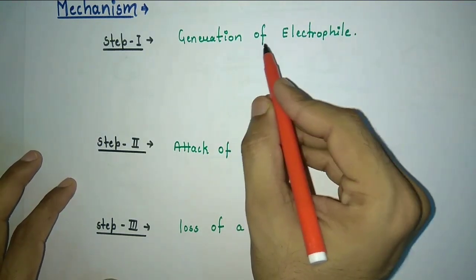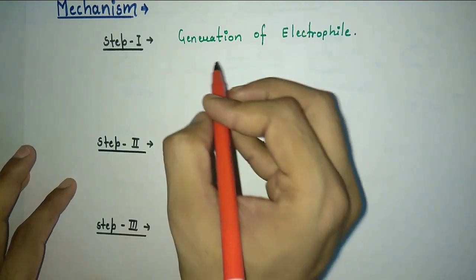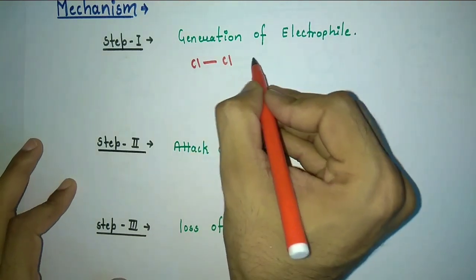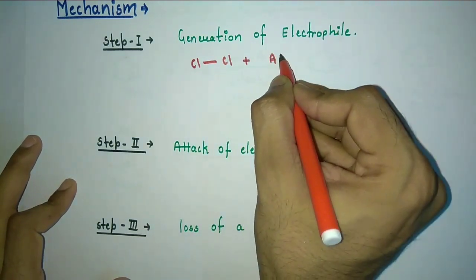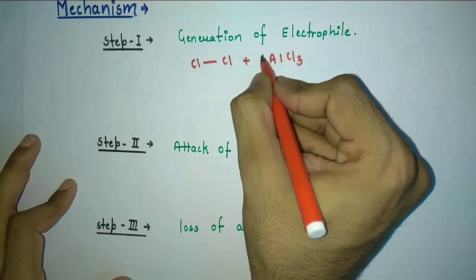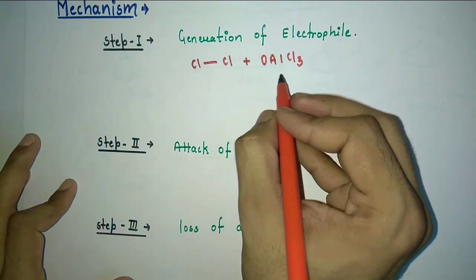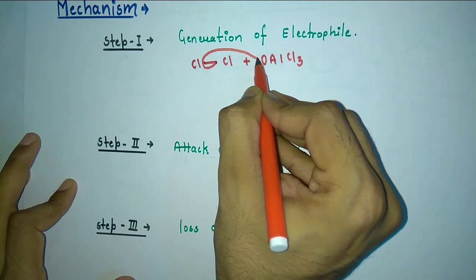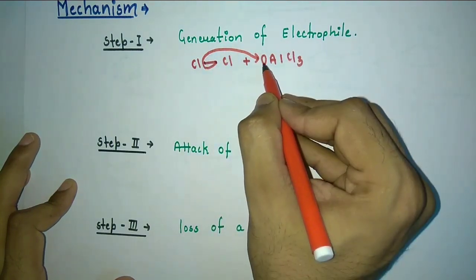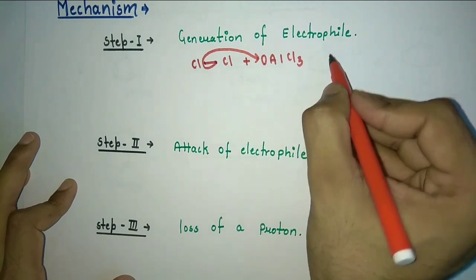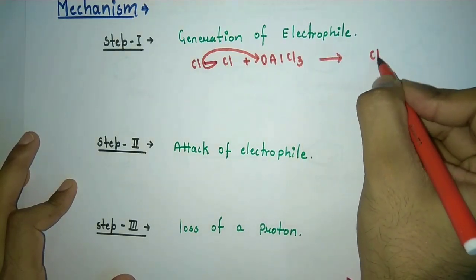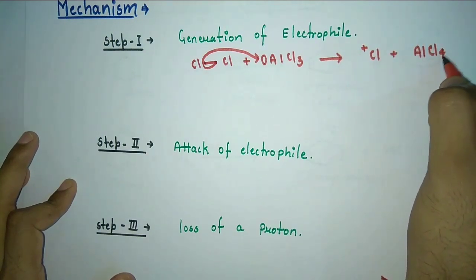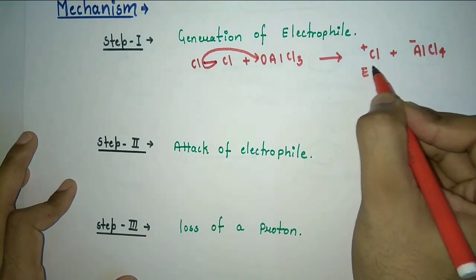The first step is the generation of the electrophile. Let's see how the electrophile is generated. This is our chlorine molecule, Cl2. What happens when it reacts with a Lewis acid such as AlCl3? Aluminum has a vacant orbital. The chlorine atom moves with both of its bonding pair of electrons into the vacant orbital of aluminum to produce the electrophile Cl plus, and AlCl4 minus is released. This is the generation of our electrophile.